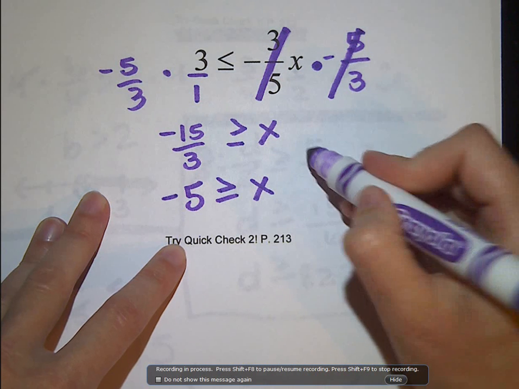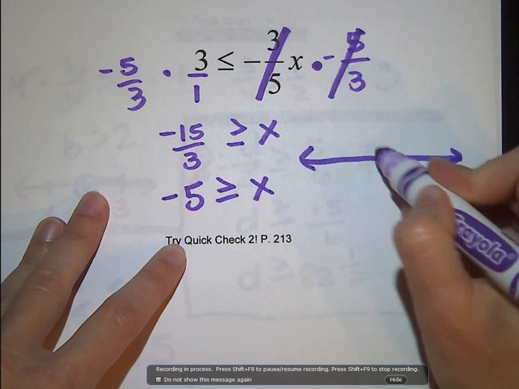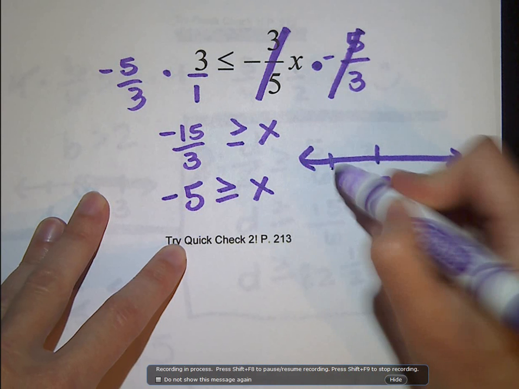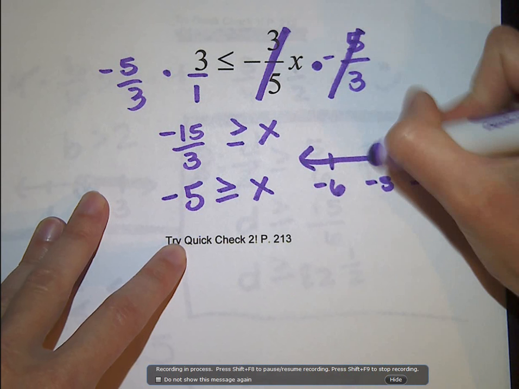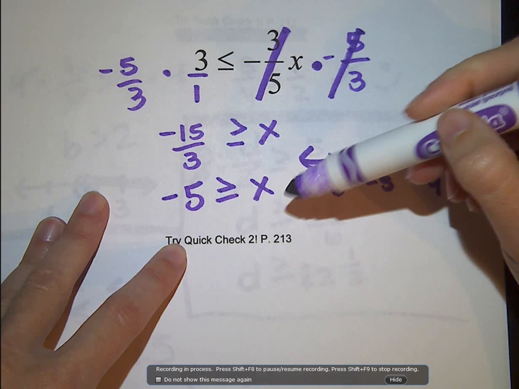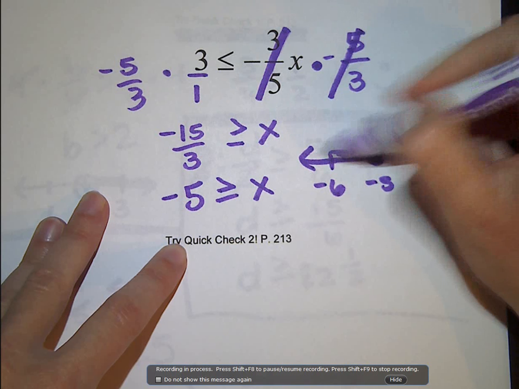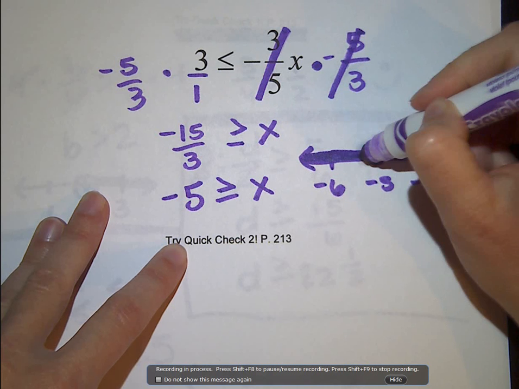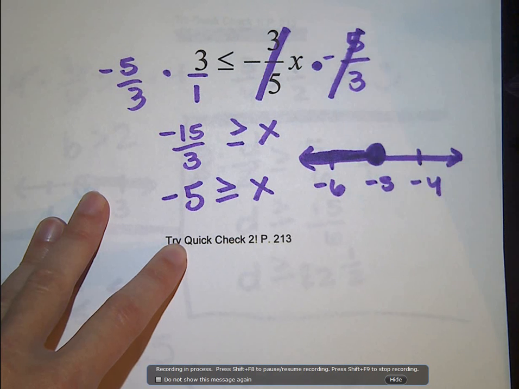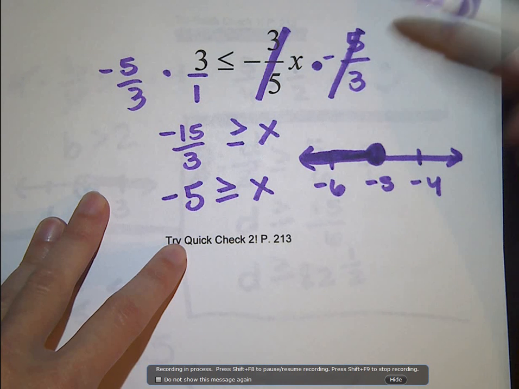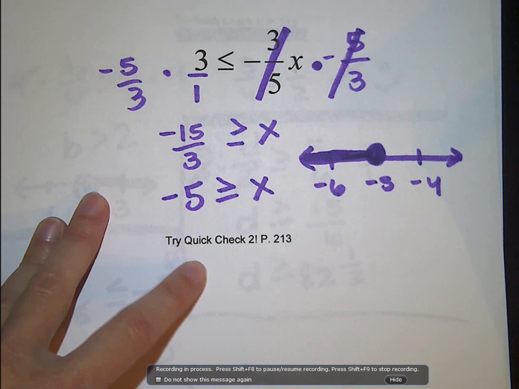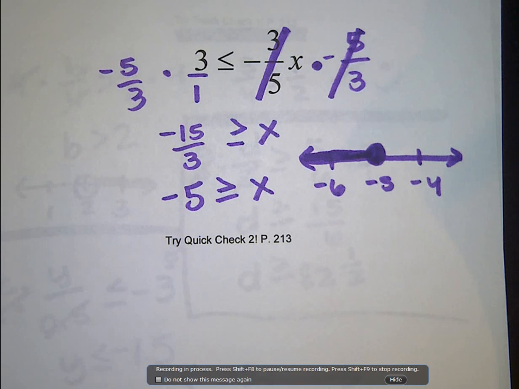So on a number line, I'd put negative 5, negative 6, negative 4. This time it's a closed circle at negative 5 because it could be negative 5. And x is less than or equal to negative 5, so I shade this way. So again, this is a good one that shows the example of how you have to flip the sign. Okay, so now I'd like you to try quick check 2 on page 213. There's 3 of them, A, B, and C. So go ahead and pause now, and then hit play when you're ready.